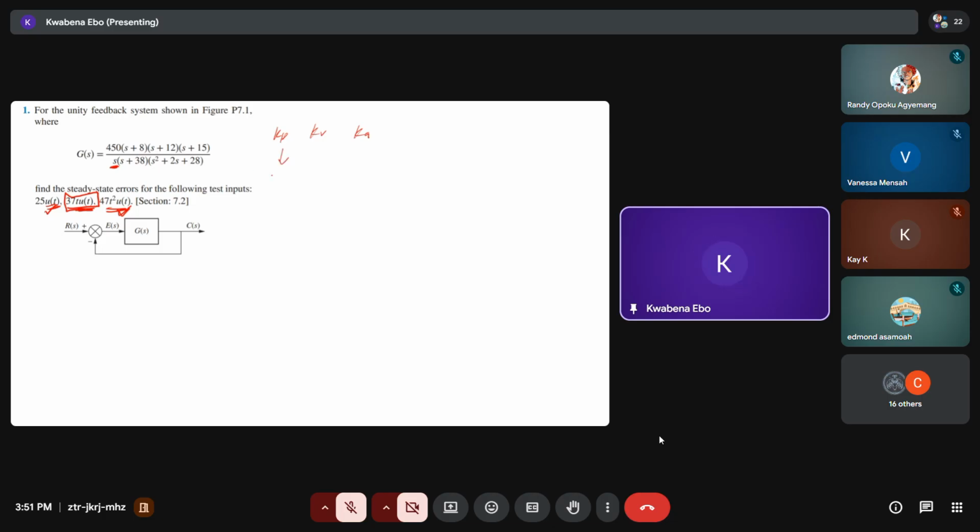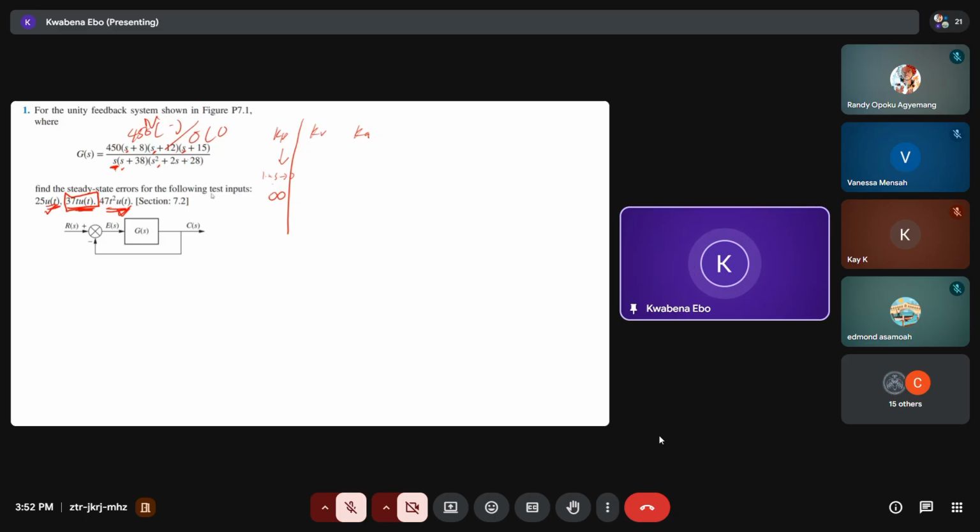First KP. KP is just the limit as S approaches 0 of the whole system. So when S approaches 0, every s will go to 0, and we'll be left with 450 times something over 0 times something, which will give you a number over 0, and we know that to be infinity. So our KP is infinity.